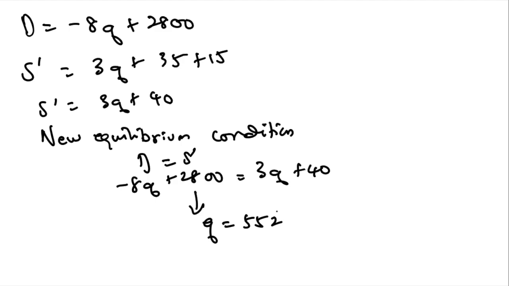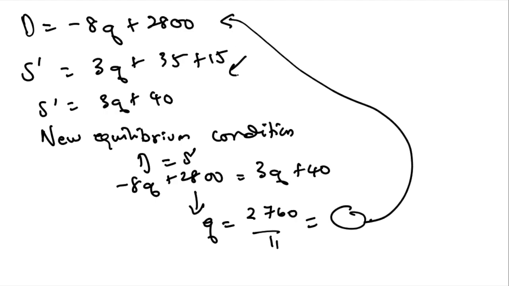Okay, so Q here, no, it's not equivalent to 552. It can't be, I'm sorry, because the value here is lesser. If you do the calculus, it's going to be 2760 divided by 11, isn't it? Whatever value you get here, you insert it back into either this or this to find the new price. So this one is the new Q, this one is the new price. That's it.